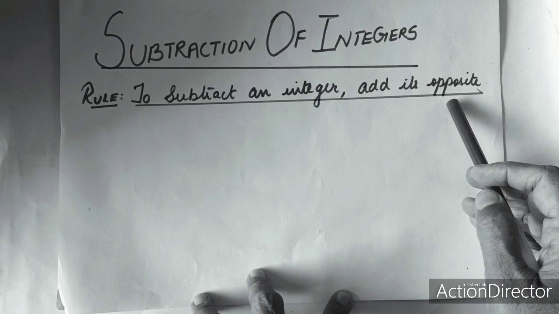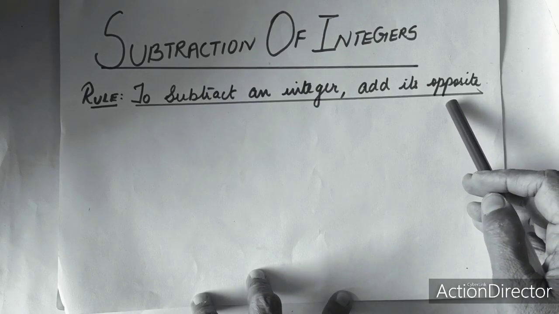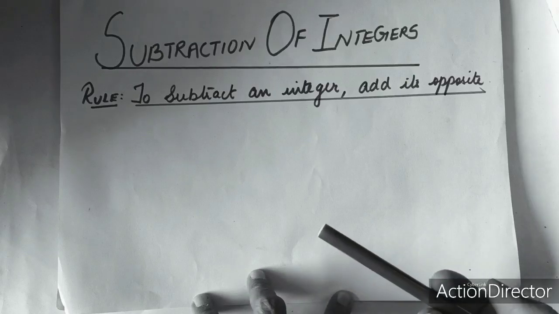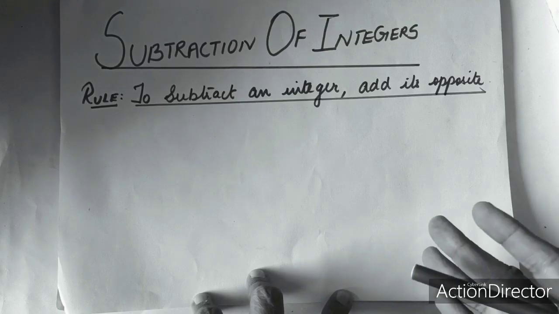In the previous video itself, I told what is an opposite. Opposite of 5 is minus 5. Opposite of 4 is minus 4. Opposite of 7 is minus 7. Opposite of minus 8 is plus 8, etc. We are changing the sign. You call this also as an additive inverse of an integer.